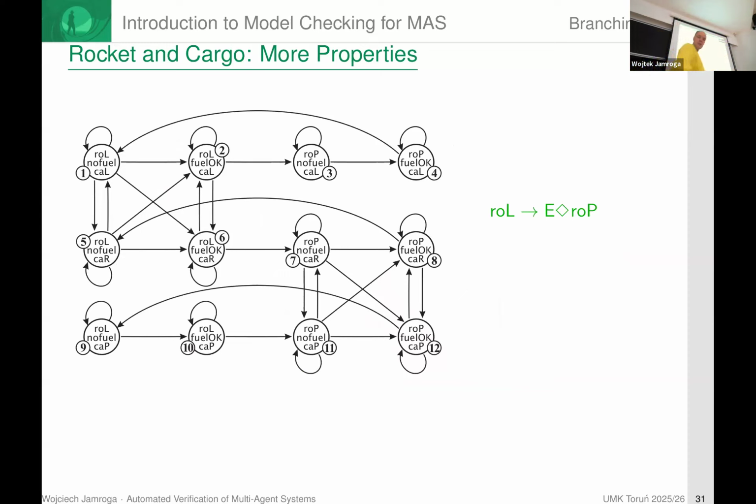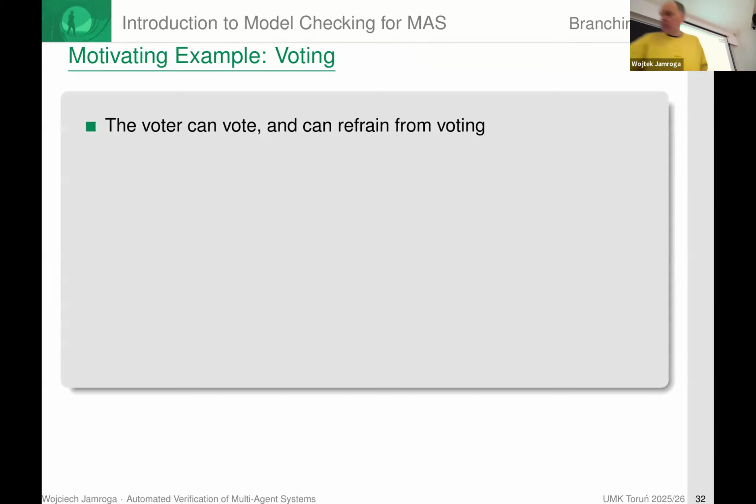Okay, more properties. If the rocket is in London, then eventually it will be in Paris. Okay, this is the CTL formalization, right? So it says that for all paths, no, this is not. Okay, let me skip it, because I was supposed to show you more properties, but we are running out of time, and I would like to show you the tool in the last, let's say, at least 5 minutes.